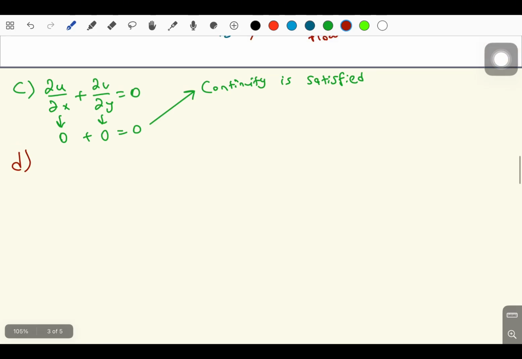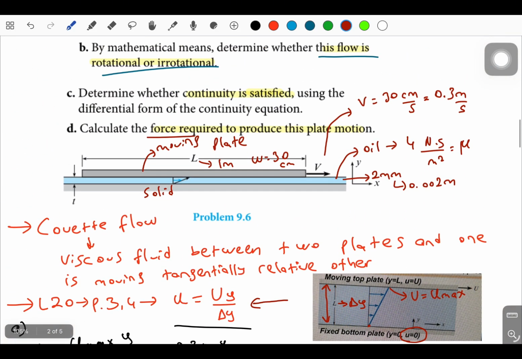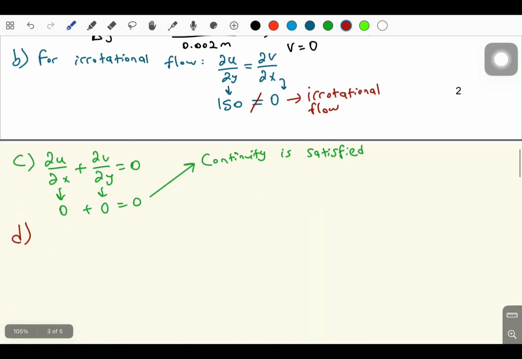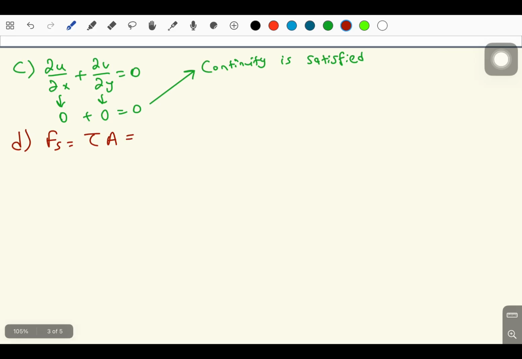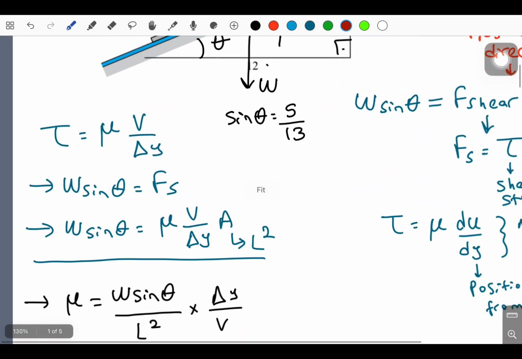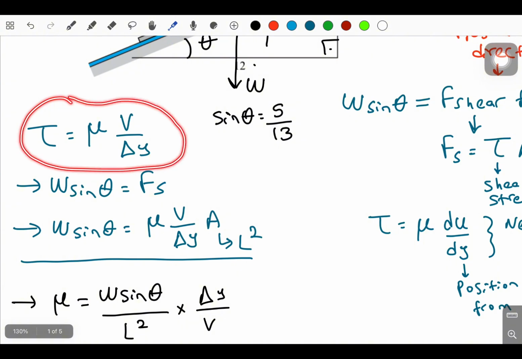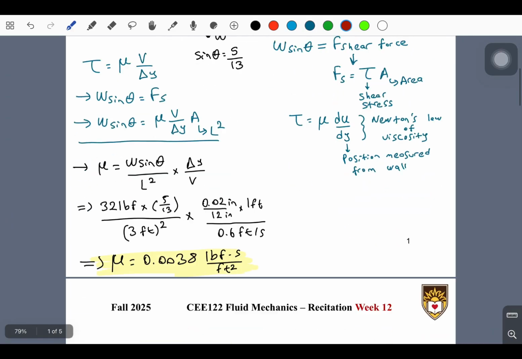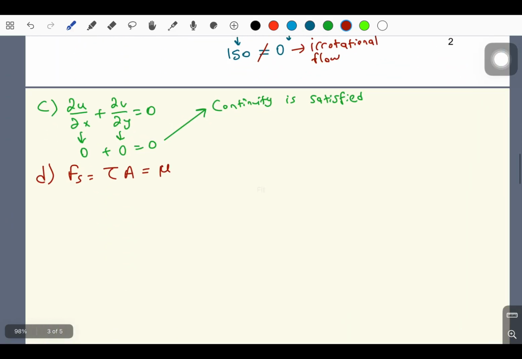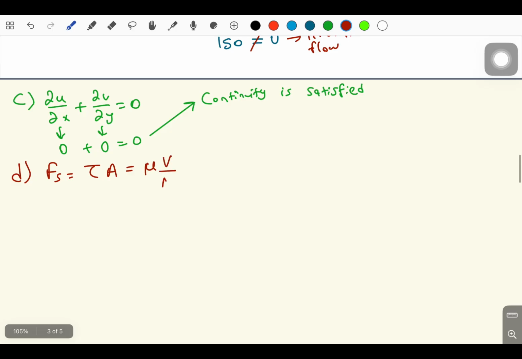And lastly, we need to calculate the force to produce this plate motion. Again, this is a shear force, so we have shear stress times area. And the shear stress was from the previous question. We will actually use the same thing, so we can directly use that. Viscosity, velocity over the thickness, times area.